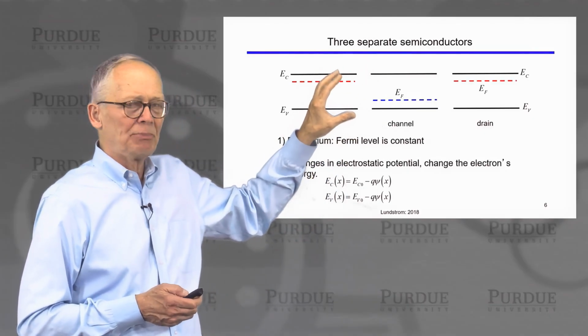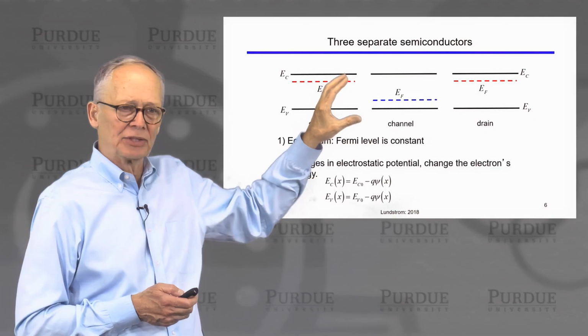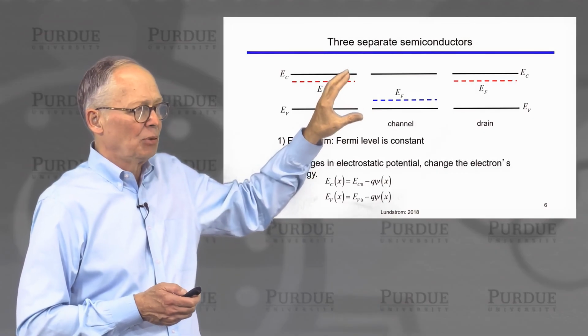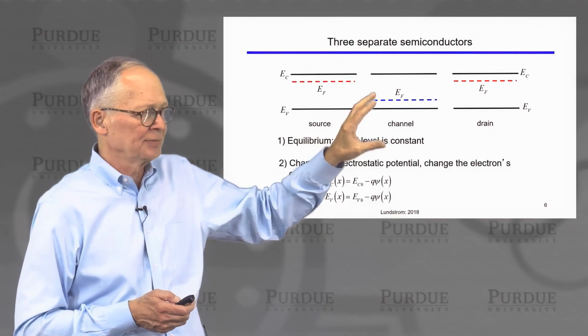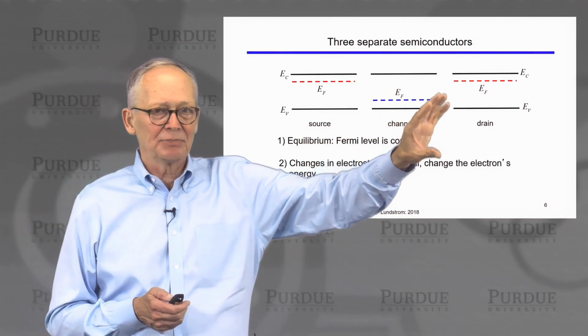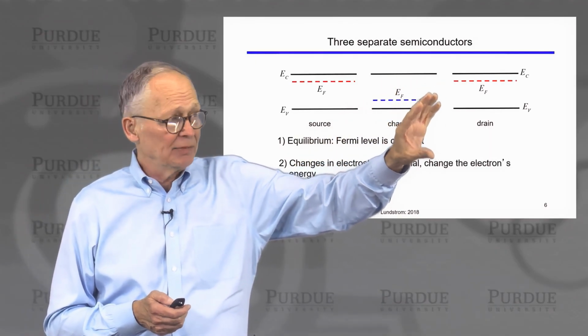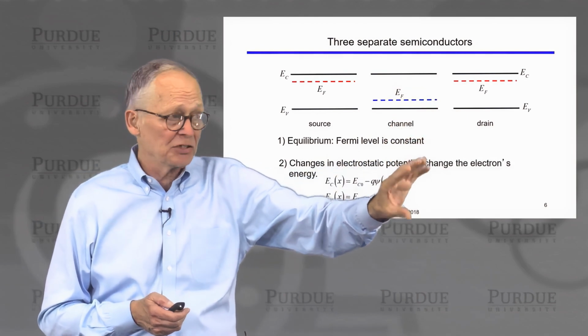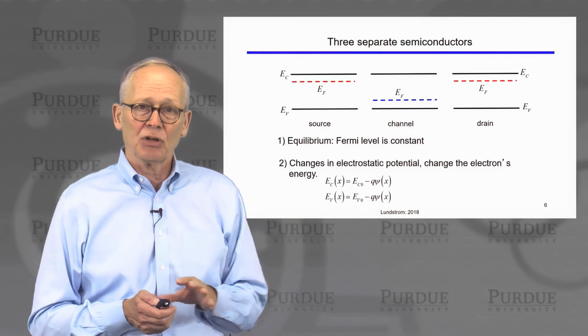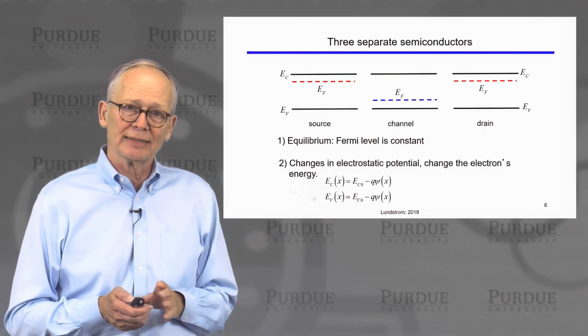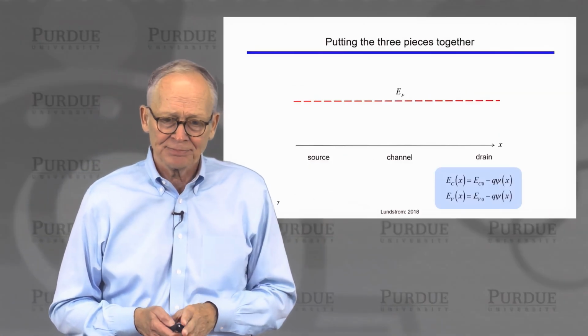We need to develop a positive potential on the source so that we pull everything down and align its Fermi level with the Fermi level in the channel. We need to develop a positive potential on the drain so that we lower all of the energies there and we bring the Fermi levels all into alignment and we have one constant Fermi level in equilibrium.